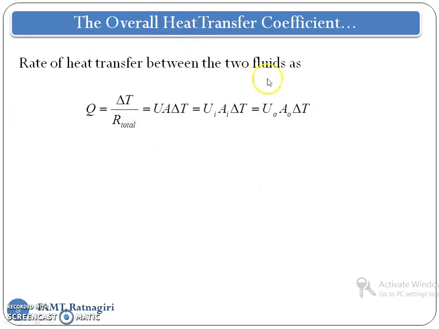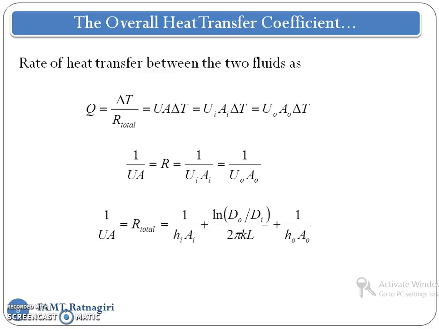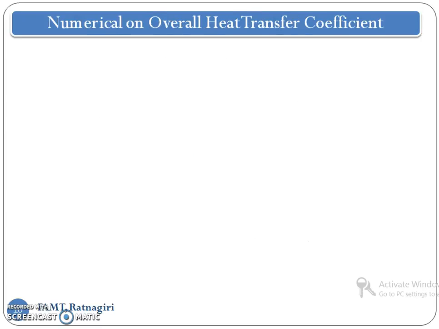The rate of heat transfer between the two fluids, Q, is equal to delta T upon R total, which is equal to U into A into delta T. U is the overall heat transfer coefficient and Q is the rate of heat transfer between the two fluids. Here we have just a rearrangement of this equation to get the equation to calculate the overall heat transfer coefficient.